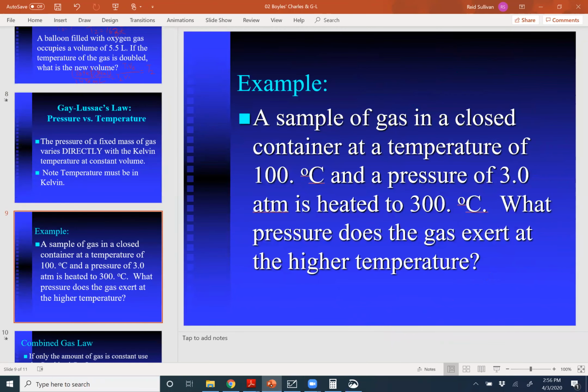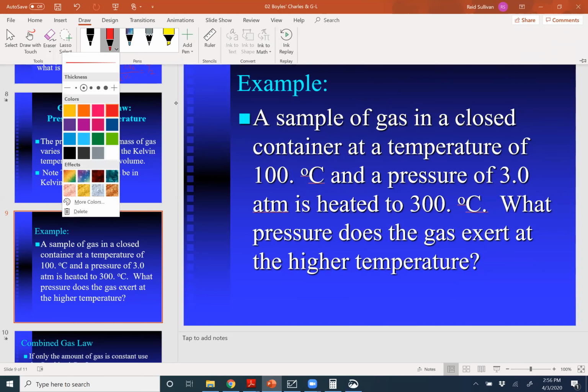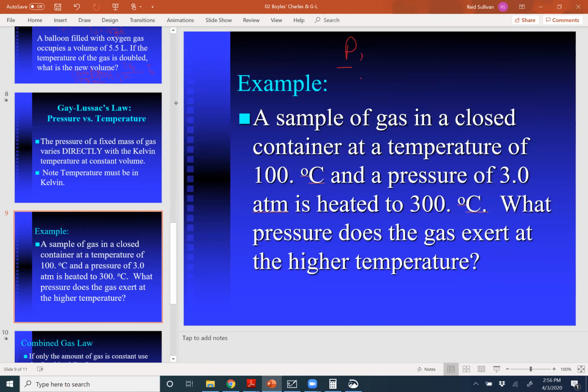So if we look at an example here, we have pressure over temperature is equal to pressure 2 over temperature 2. A sample of a gas in a closed container is at a temperature of 100 degrees C. So there's our temperature 1, and a pressure of 3 atmospheres. So there's our pressure 1. They then heat this up to 300 degrees C, and they want to know what's the pressure inside of that chamber.